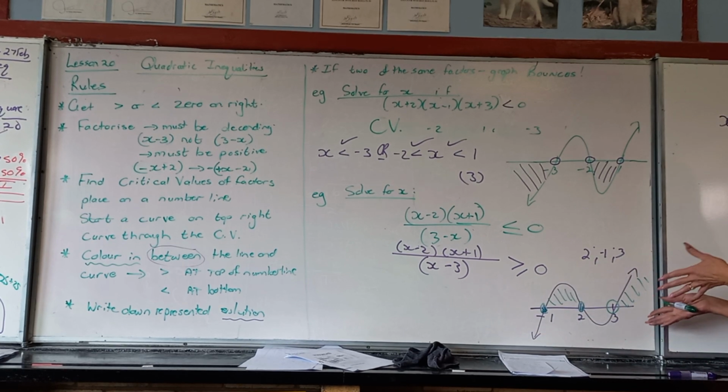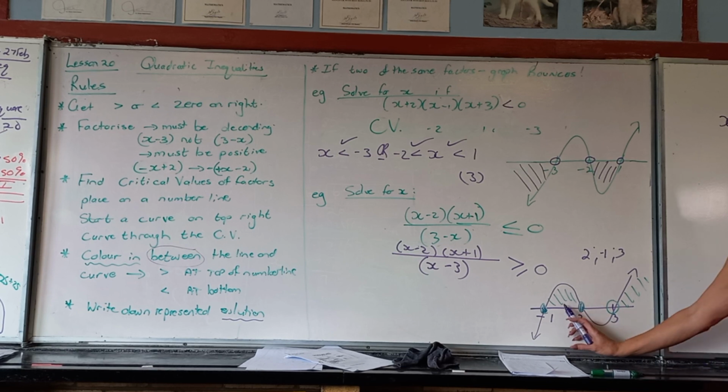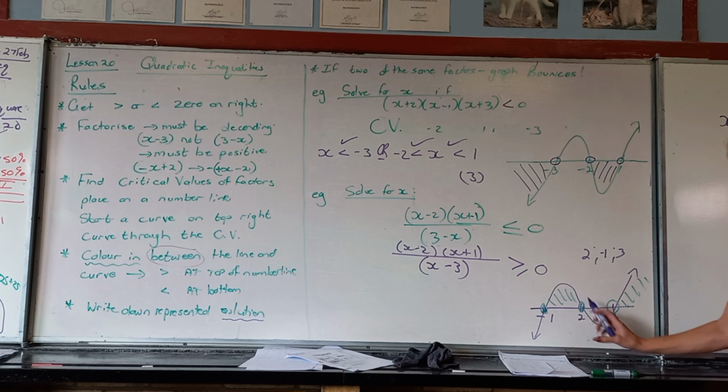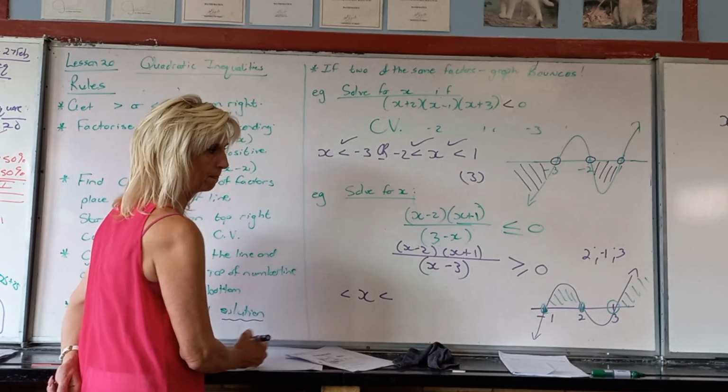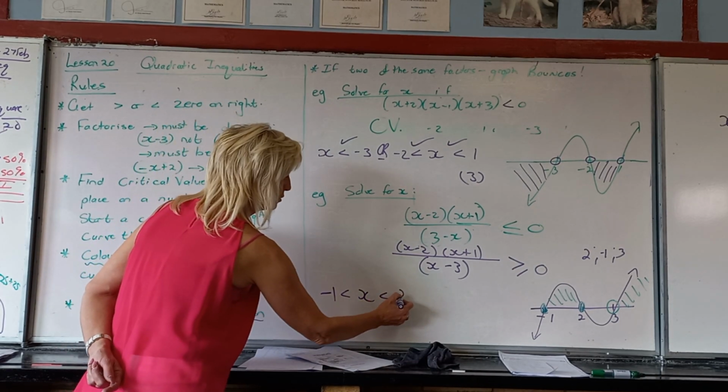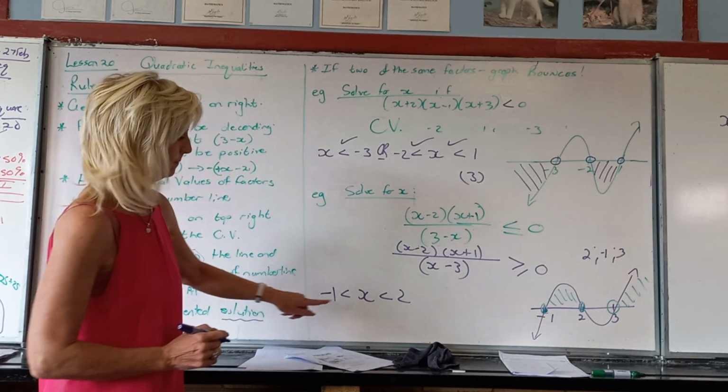Okay, so now there's my representation. There's your answer. Just write it down. So what's this piece? X lines? Between. So we write between -1 and 2. Include and exclude?